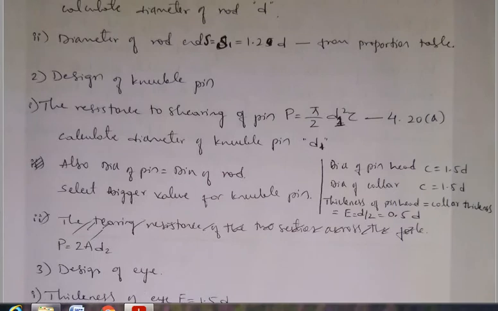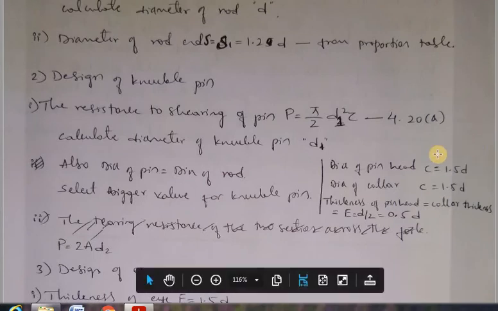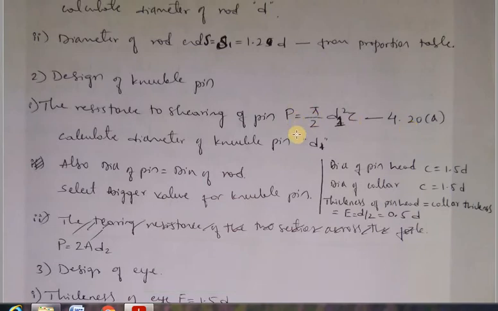So in the design of the knuckle pin, we use equation number 4.20a. The resistance to shearing of pin P is equal to pi by 2 d1 square into tau. Here we are going to calculate the diameter of the knuckle pin d1.